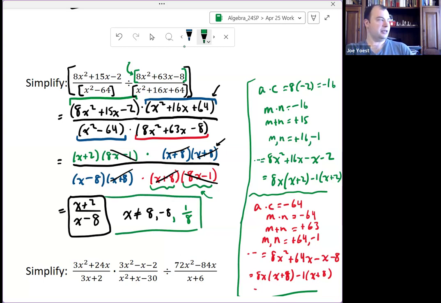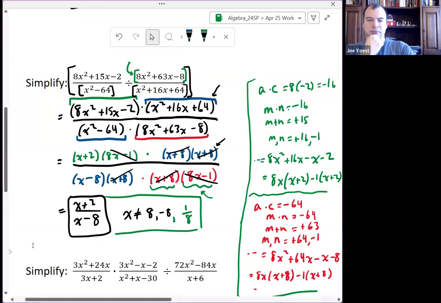It's only proper to say that the original expression equals the simplified x plus 2 over x minus 8 when x is not plus or minus 8 or positive 1/8. Okay, any questions on this problem?